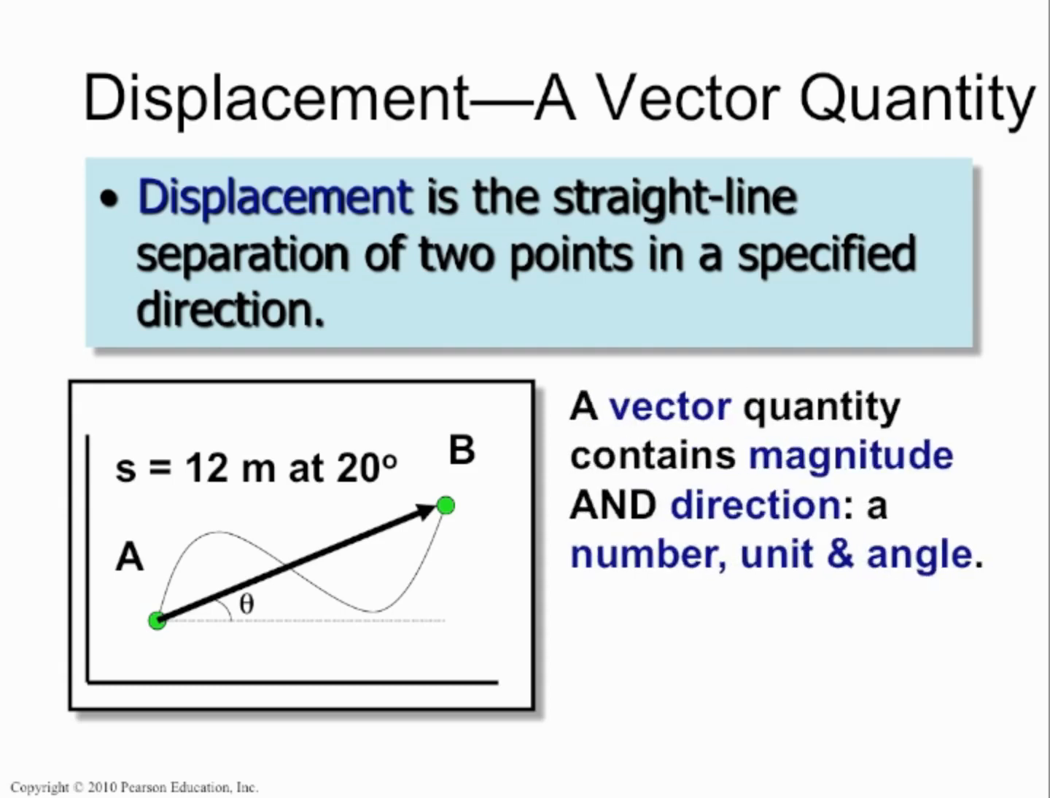All right. Now, a vector quantity contains magnitude and direction, a number, unit, and angle. For example, 12 meters at 20 degrees. We have a number, 12. We have a unit, meters. And we have a direction, 20 degrees. Another example would be 8 kilometers per hour north. That's a velocity vector. It has a number, 8, which we call the magnitude, of course. It has a unit, kilometers per hour. That's a velocity unit. And it has a direction, an angle, north. North is just 90 degrees of east or 90 degrees of west. So it implies an angle.